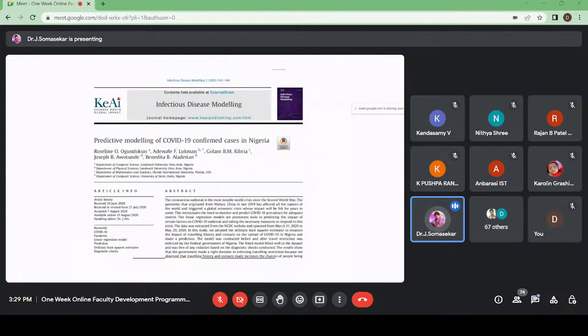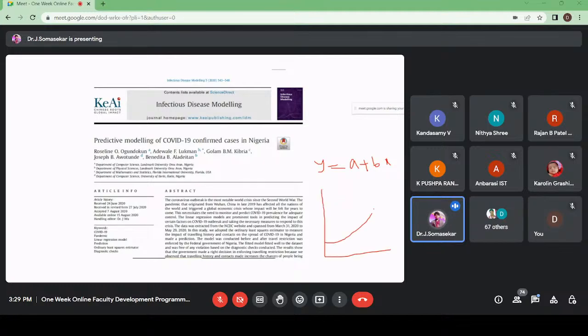By using predictive modeling, we can find the number of confirmed cases in Nigeria like this. This is one paper published elsewhere. Here they basically applied linear regression, y equals a plus bx, or mx plus c. b is nothing but the slope, and a is nothing but the y-intercept. So we have to make a model. Let us assume like this.